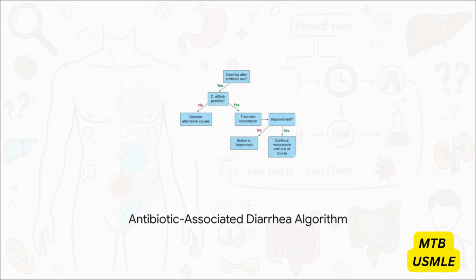For instance, let's look at how we build a case for a very specific suspect, Clostridioides difficile, or C. diff. This is a severe diarrhea that usually strikes right after a patient takes antibiotics. If the stool toxin is positive, we don't just guess at a treatment. We follow a very strict algorithm.